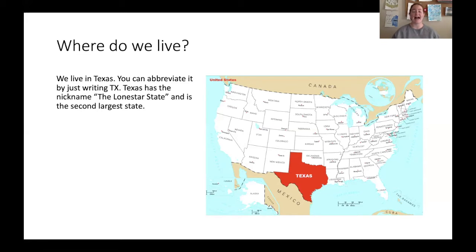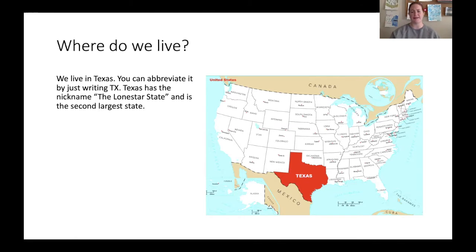Now, Texas has a nickname. It is called the Lone Star State, and it is the second largest state. Wow. A lot of people think it's the biggest state, but we know that's Alaska. So Texas is the second largest state. And if I'm looking at this map right here, I can see, oh, here is Texas. It's bright red. It has this weird kind of shape, and it's kind of all sorts of, who even knows what shape it is.